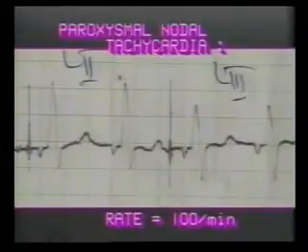This ECG shows inverted P waves in leads 2 and 3 with short PR interval, indicating a nodal rhythm, but the rate is 100 per minute, beyond the normal range of the AV node. So this is called paroxysmal nodal tachycardia.